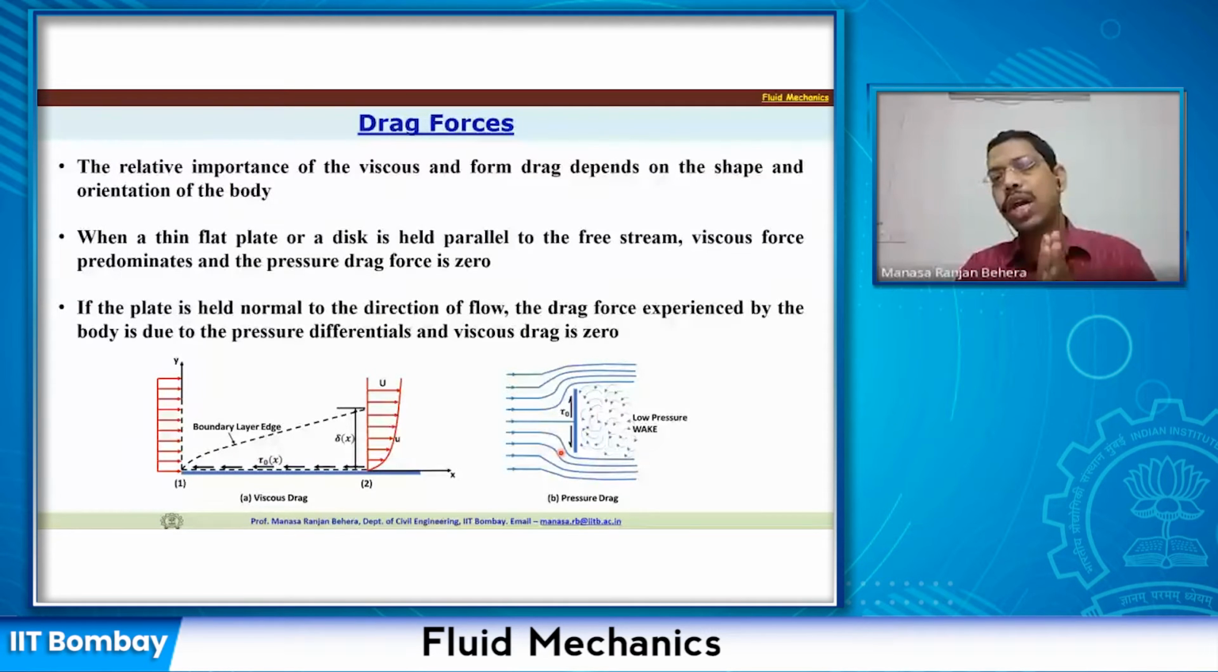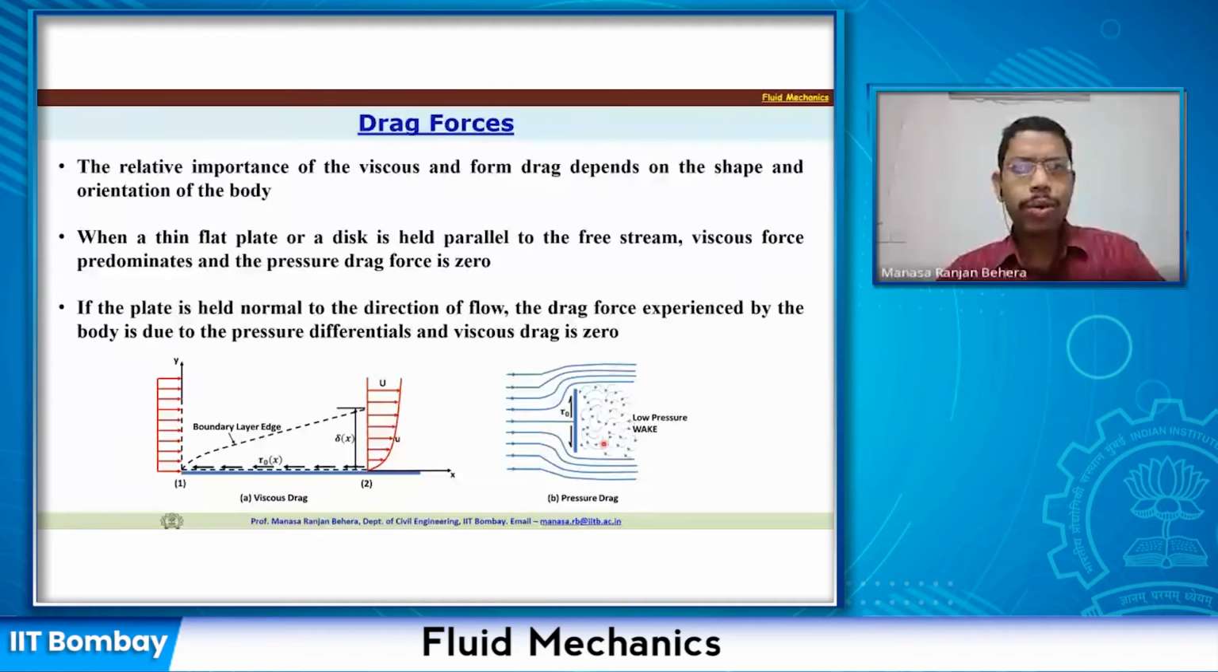Because here, if you look carefully, the skin friction is going to happen at these two ends, and this is a thin flat plate. So your skin friction is not going to be substantial. And the drag or the resistance in this direction is not going to be mostly due to the viscous drag. It is going to be mostly due to the pressure drag.